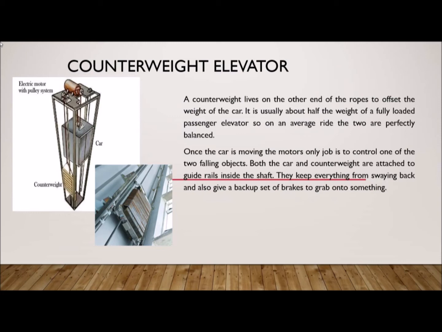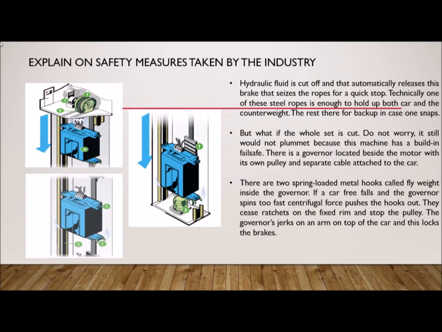Once the car is moving, the motor's only job is to control one of the two falling objects. Both the car and counterweight are attached to guide rails inside the shaft. They keep everything from swinging back and forth and also give a backup set of brakes something to grab onto. After that, I will explain the safety in this lift, how it works.